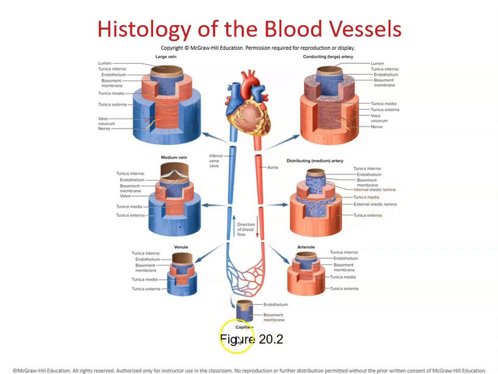Capillary is another type of blood vessel. Capillary is relatively thin. It only contains endothelium cells and the basement membrane. The thin layer of endothelium cells allows materials to rapidly exchange between capillaries and organs.